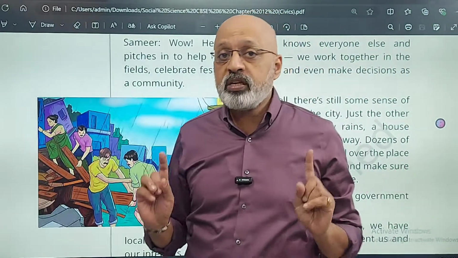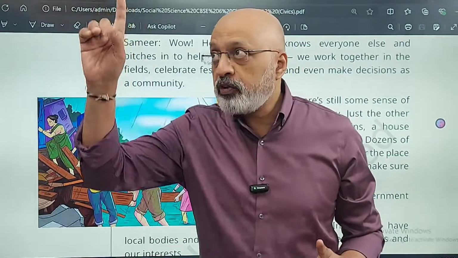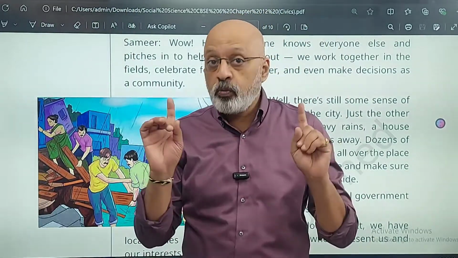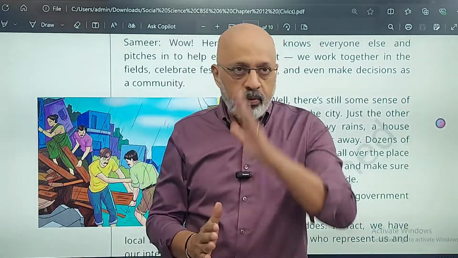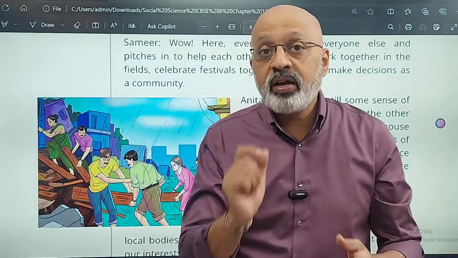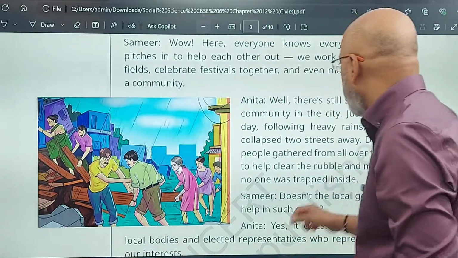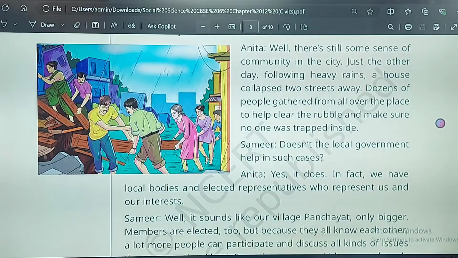So yes, from this story you can be asked questions about the difference between city and village life. So please write this as I'm telling you this. You make a table, city, village, and you write it in this. You will get the benefit of this at the time of revision. Okay. Anita says, oh, there is still some sense of community in the city.